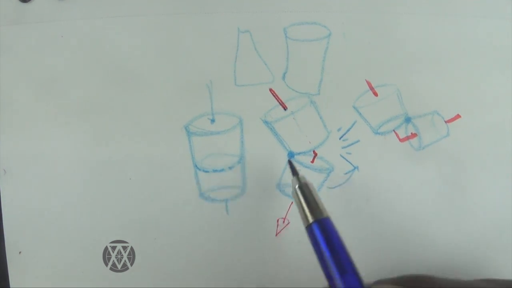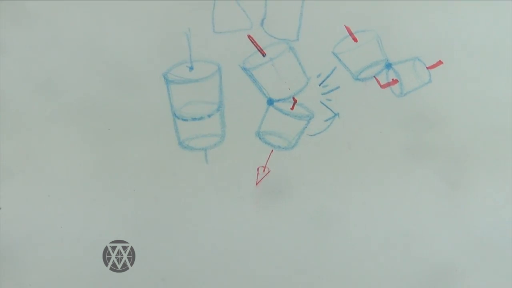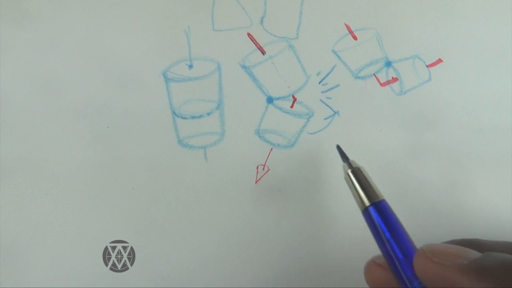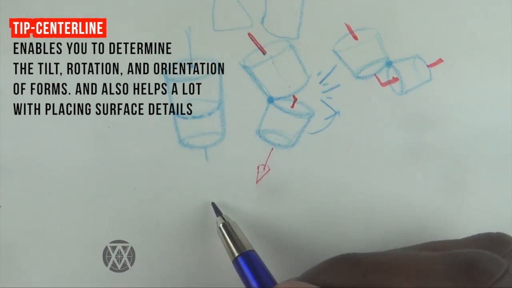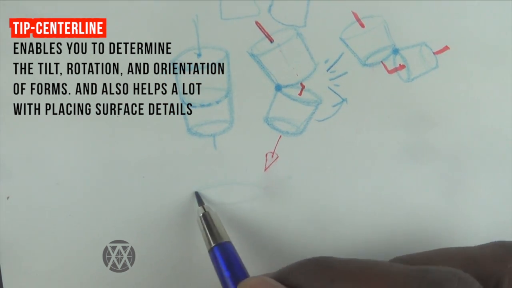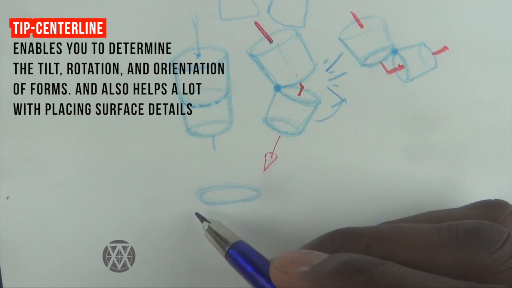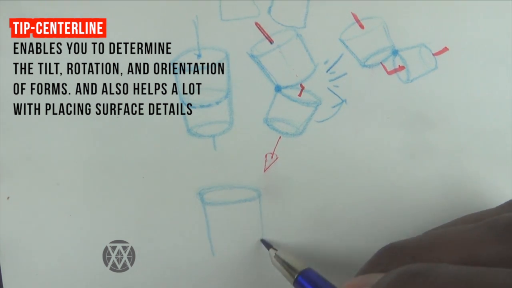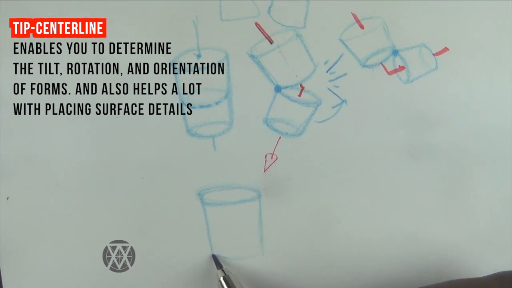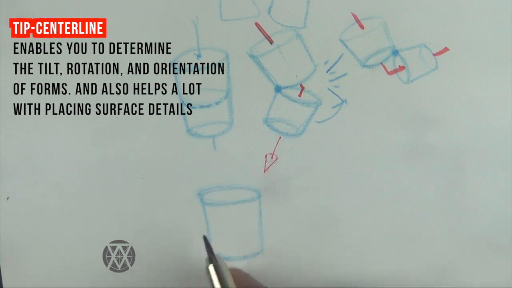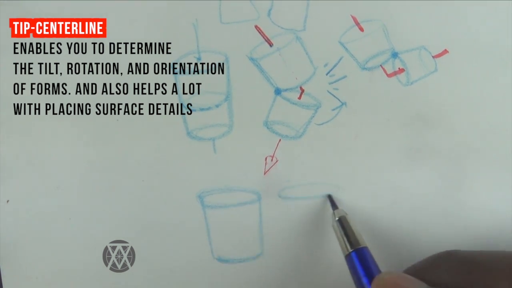Now, another thing that's important to be aware of is the center line, how you use the center line. So if you have, again, a cylindrical form like this, okay, now we can place the center line at different places, all right?